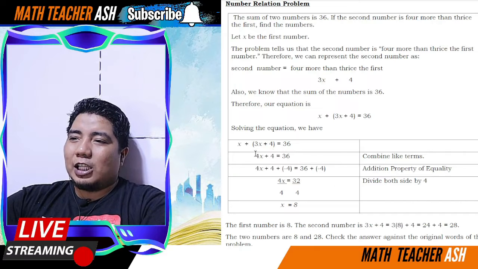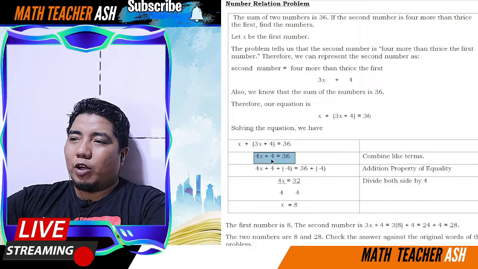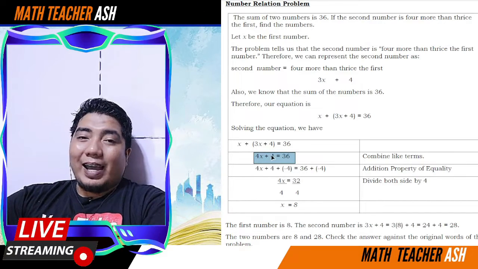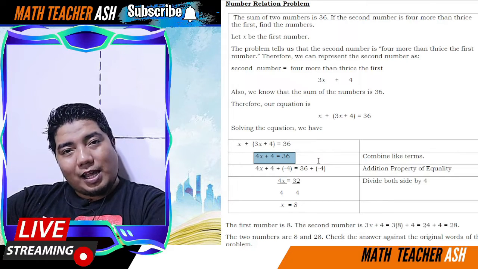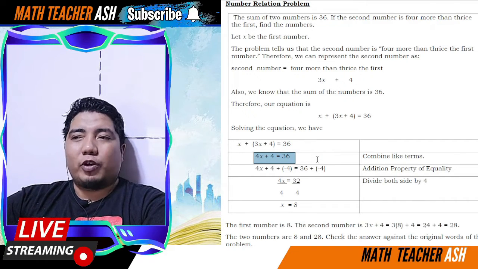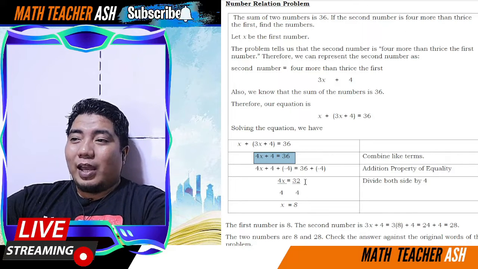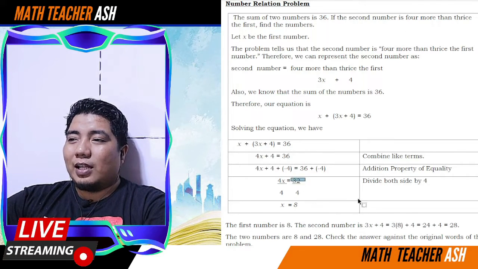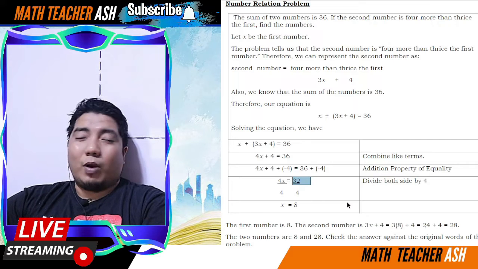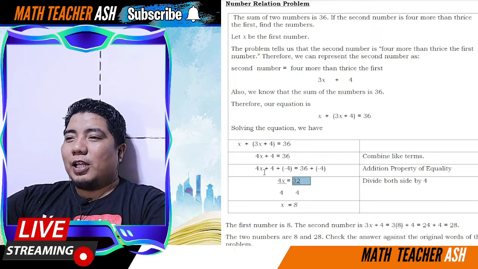So since this is plus 4, if I transpose this to the right side of the equation, magiging minus 4 ito. So 36 minus 4, and the answer is 32. And still they are just the same with the addition property of equality. Okay? So you just bring down 4x equals 32.